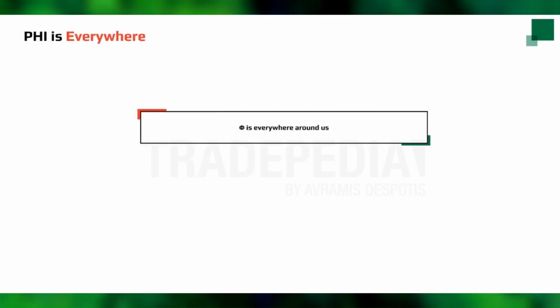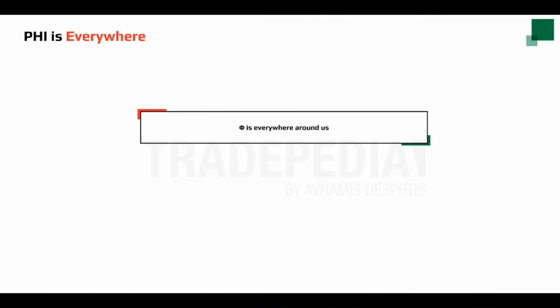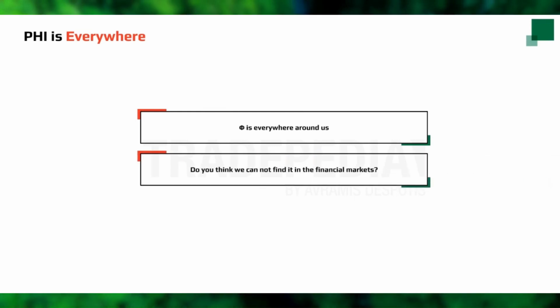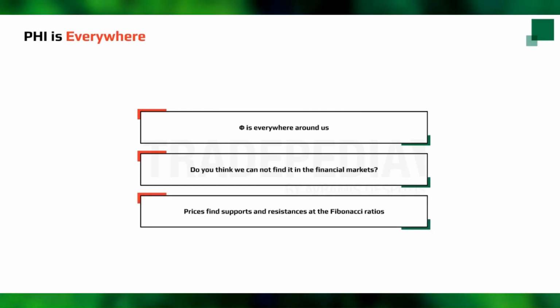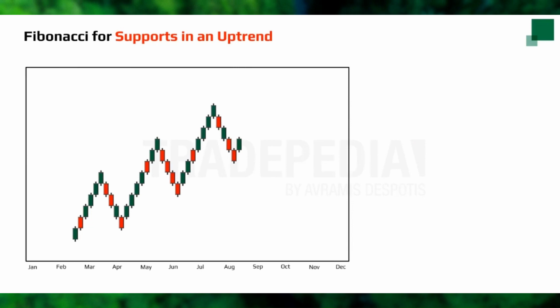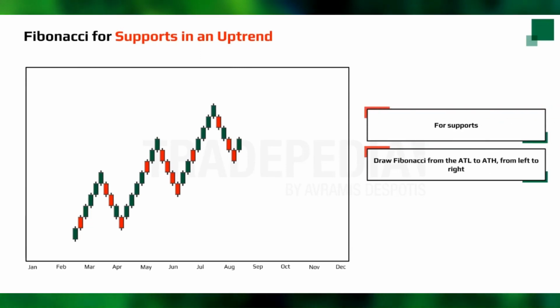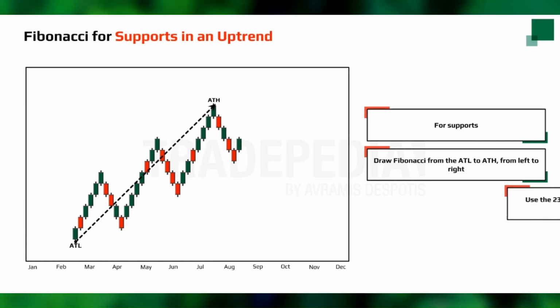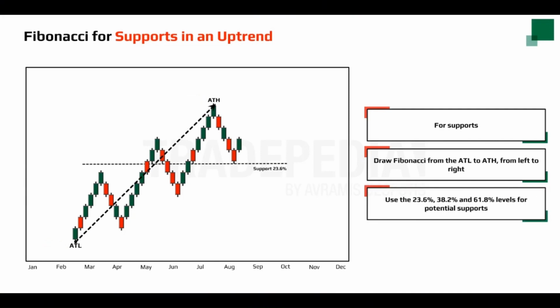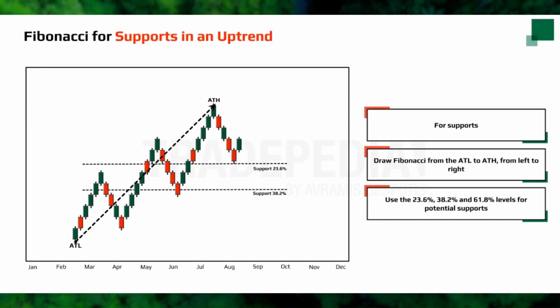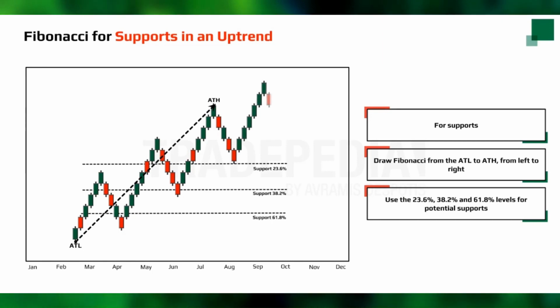Phi is everywhere around us, in the plants, the animals, the galaxy, even in our DNA, and of course, the financial market. It has been observed that prices find supports and resistances at the Fibonacci ratios. Finding supports in an uptrend using Fibonacci: draw Fibonacci from the all-time low to the all-time high, always from left to right, and use the 23.6, 38.2, and 61.8 as potential supports.